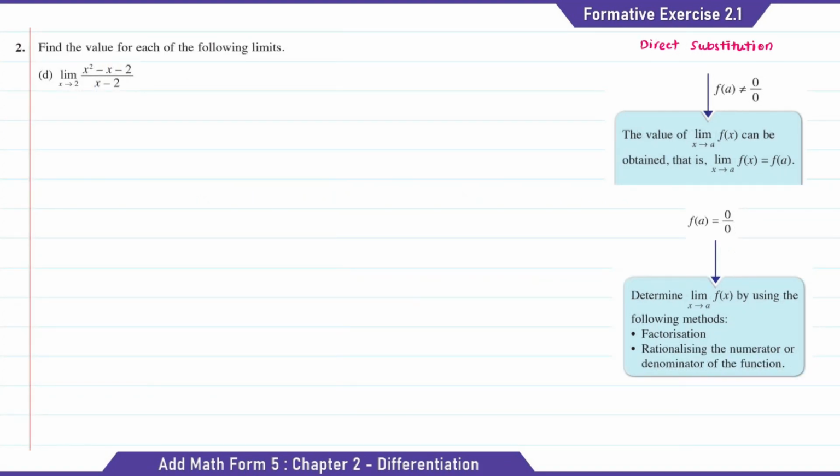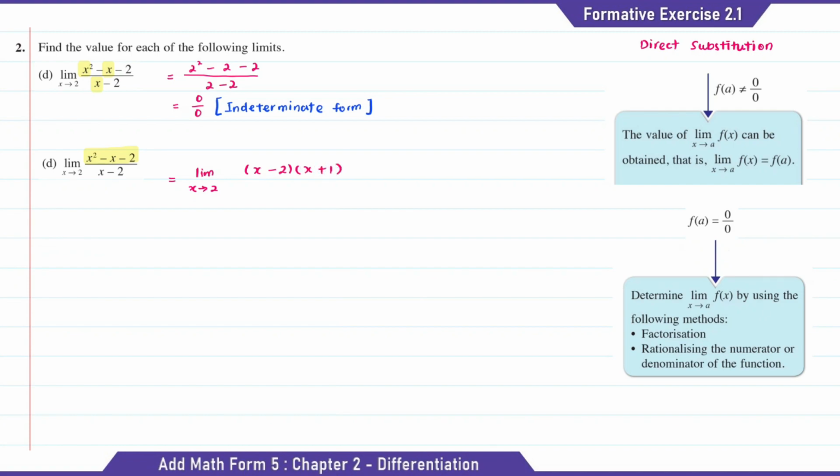Question D. As x approaches 2, I'm going to substitute the x here with 2. The answer of this is 0 over 0. So to find the limit value for D, here again I'm going to use the factorization method. So here I'm going to factorize the numerator. This will be x minus 2 and x plus 1. So now I can cancel for the x minus 2. So now I can substitute the x here with 2. This is equal to 2 plus 1. Then the answer will be 3.